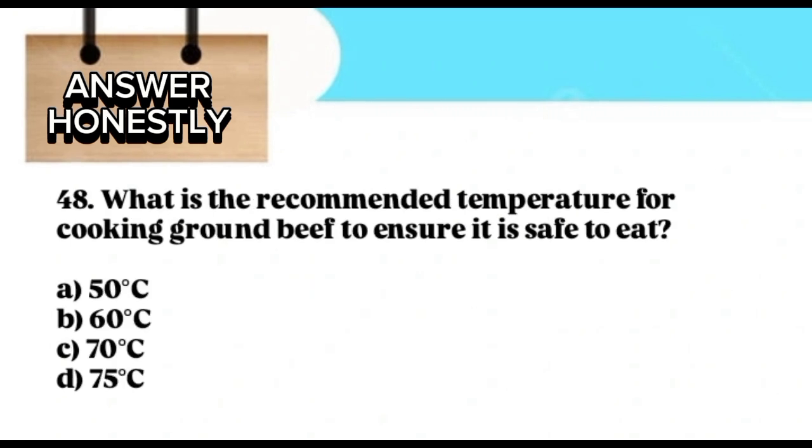What is the recommended temperature for cooking ground beef to ensure it is safe to eat? A. 50 degrees Celsius. B. 60 degrees Celsius. C. 70 degrees Celsius. Or D. 75 degrees Celsius.